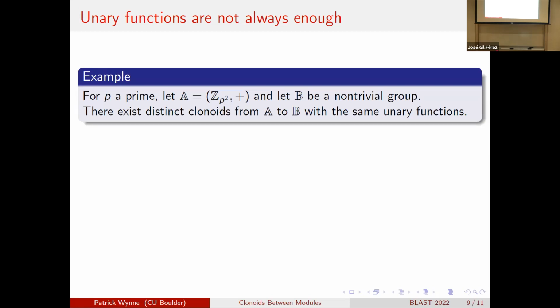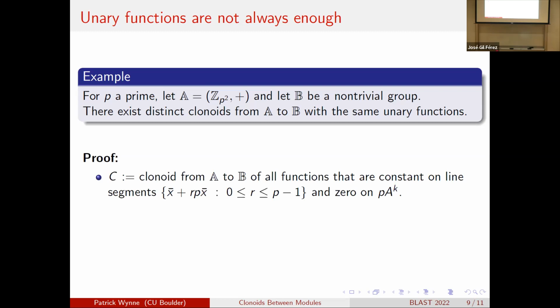So it's just an example illustrating that the last theorem, we push it as far as we can. Here, this doesn't fall into our framework. We have the integers mod p squared, which is not a field. And here's an example of a pair of clonoids that agree on their unary part and disagree on their binary part. For one clonoid, let's take the clonoid of all functions that are constant on these line segments defined like this: x plus r times p of x, where r ranges from 0 to p minus 1, and is 0 on p times Z_{p^2} to the k.